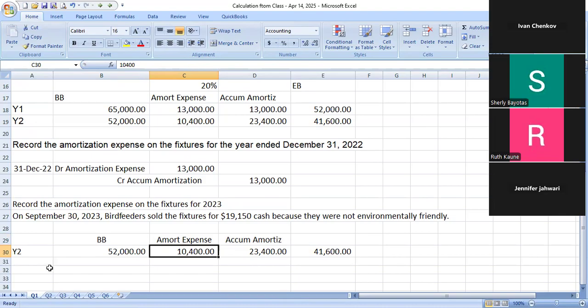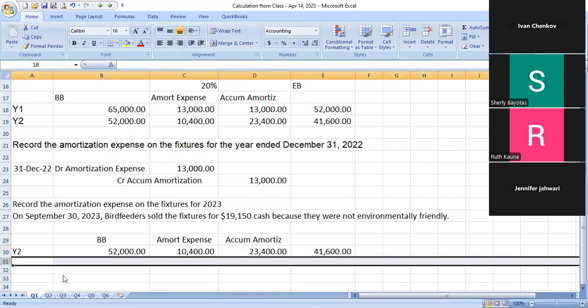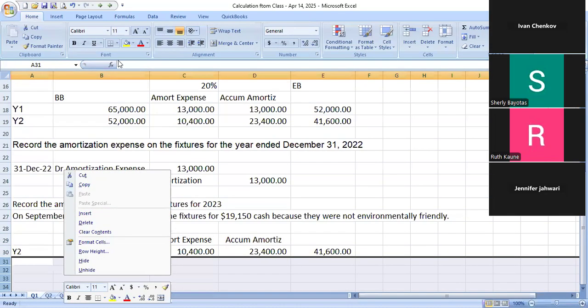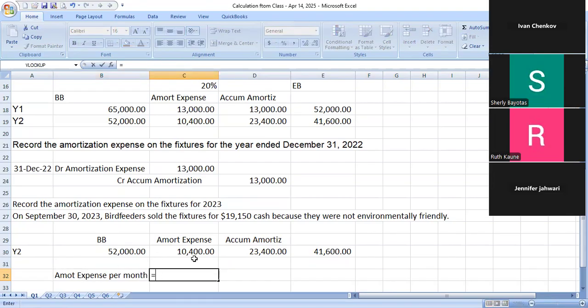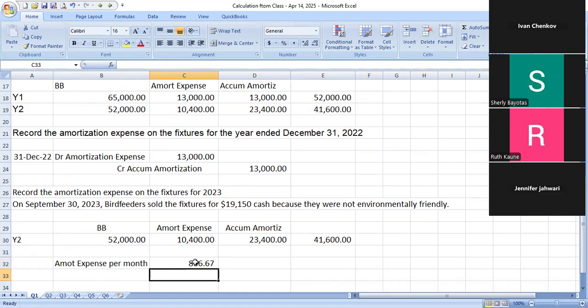So how much is per month? Can we calculate it per month? Yes. Amortization expense per month: 867, if you want, 10,400 divided by 12. Divided by 12. Right? Once we have this number, let me see in the questions how it's going to be given to you.